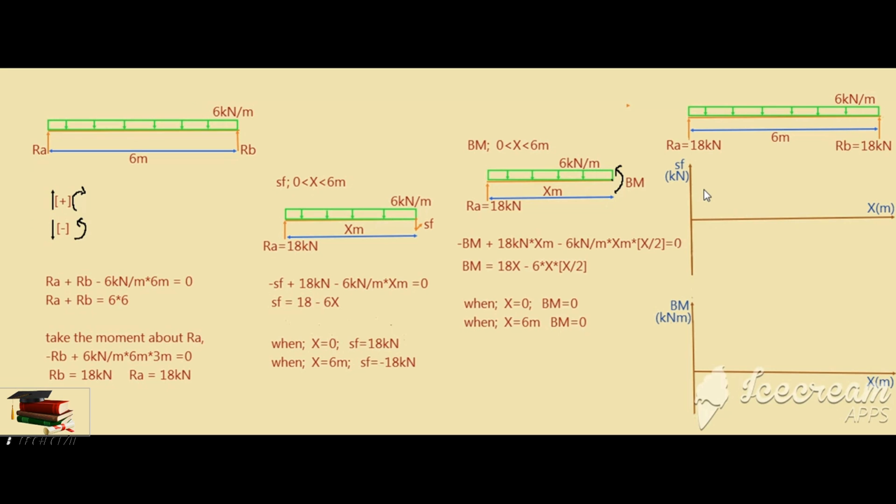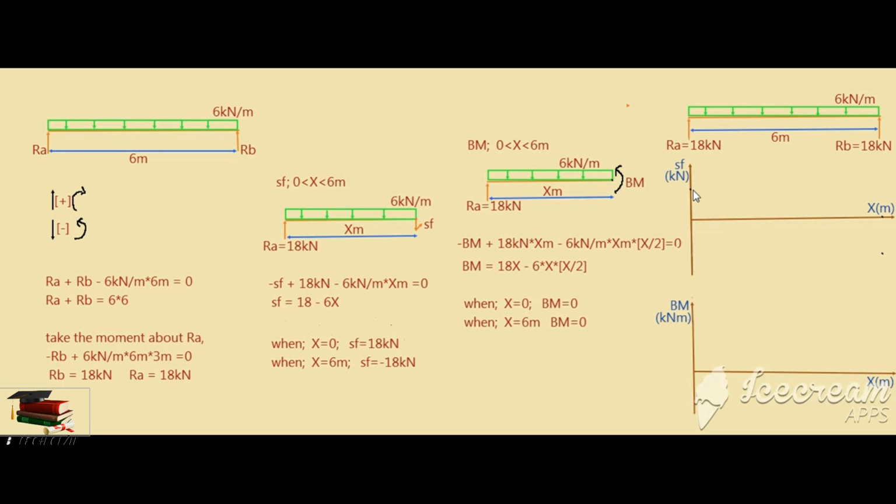Firstly, I am going to draw the shear force diagram. When we consider the 0 to 6 meter range, we have two shear force values. When x is equal to 0, shear force is 18 kilonewton. When x is equal to 6 meter, shear force is minus 18 kilonewton. I can put the coordinates on the graph: (0, 18) and (6, minus 18). Okay, we have already put the coordinates on the graph.